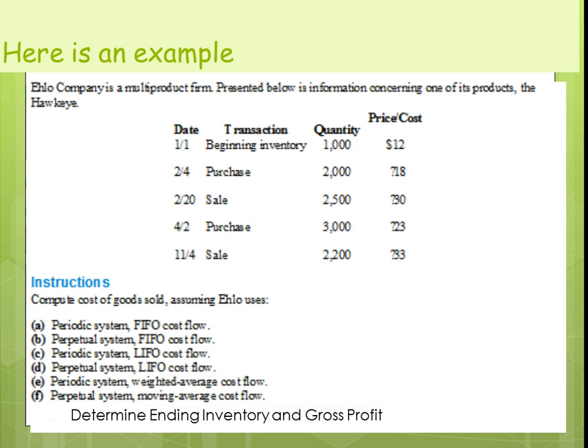So now let's take a look at our example, and what we're going to do is do it first using the periodic system for FIFO, LIFO, and weighted average, and then we'll use the perpetual system for these methods. We're not going to do specific identification. We're going to focus on these because these are the real challenging ones. So in this example right here, we have the beginning inventory, we have purchases, and we have sales, and we have the prices.